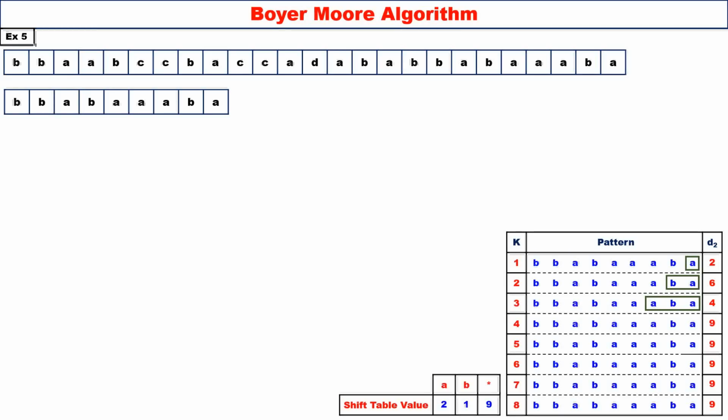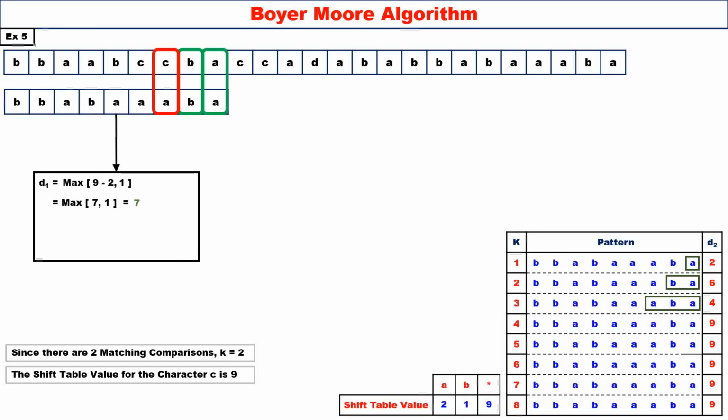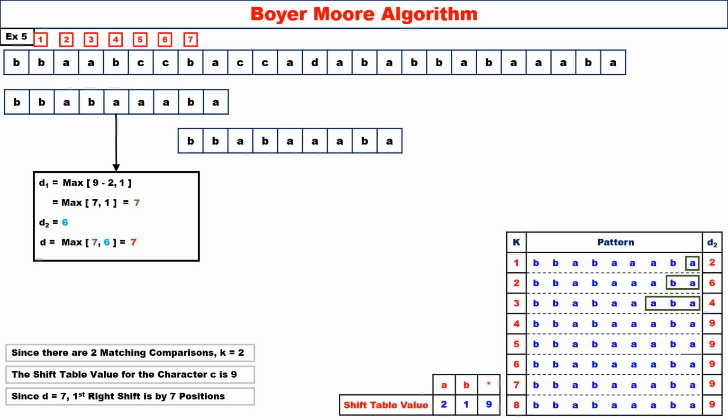Now let us do the comparisons. A and A are compared, matching. B and B matching. A and C mismatch. Therefore, 2 matching comparisons. Therefore, K is equal to 2. The shift table value for C is 9. Now, we'll find out D1 value. D1 is equal to 9 minus 2 and 1. That is 7. D2, K is equal to 2. Just observe the D2 table. It is 6. So, maximum of 7 and 6 is 7. Therefore, D is equal to 7. Therefore, the first right shift is by 7 positions. 1, 2, 3, 4, 5, 6, 7. Yes, it is shifted by 7.